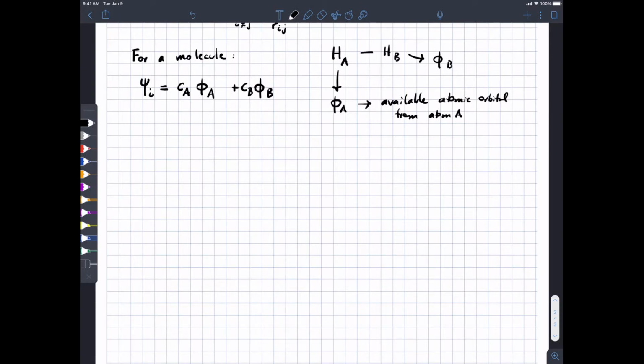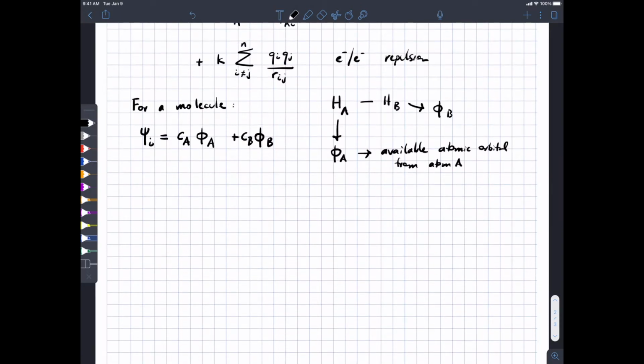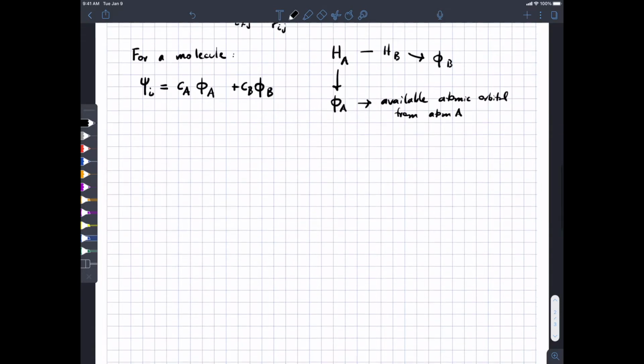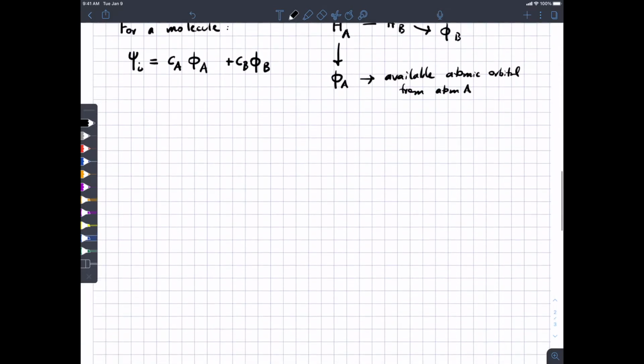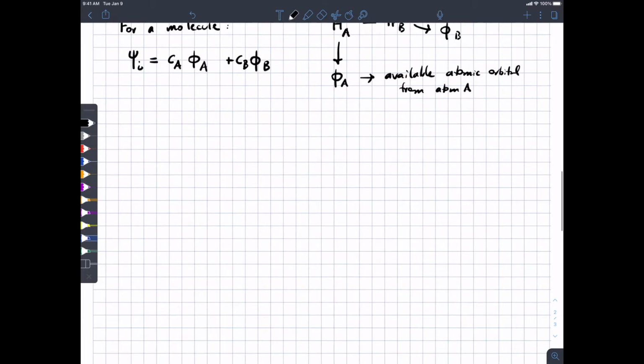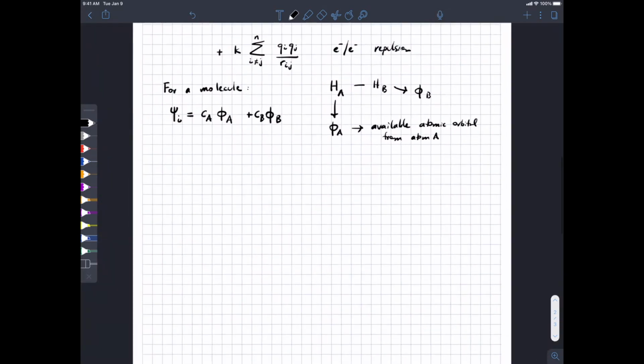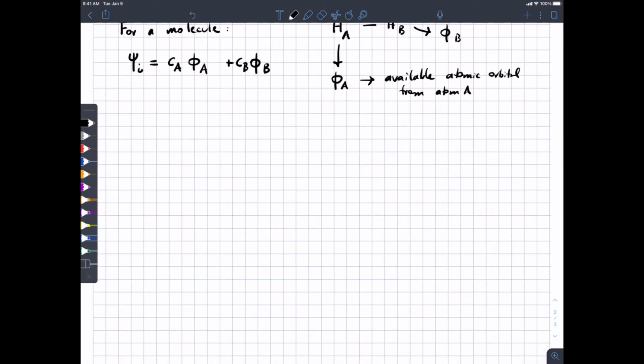Okay, so that's now our description of the wave function for this molecule. And now we're going to try to make it satisfy the Schrödinger equation. All right, so some interesting things about the Schrödinger equation.